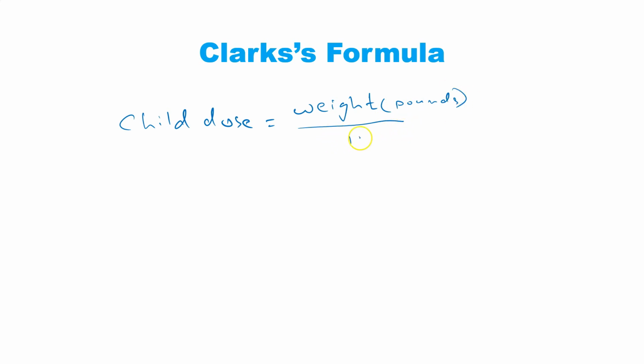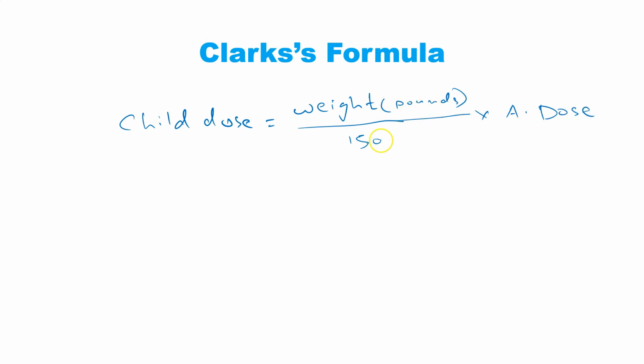So let us see a further example, that is Clark's formula. This Clark's formula is utilized according to the body weight, and the formula is child dose equal to weight, which is in pounds, divided by 150, into adult dose. So this is the formula.